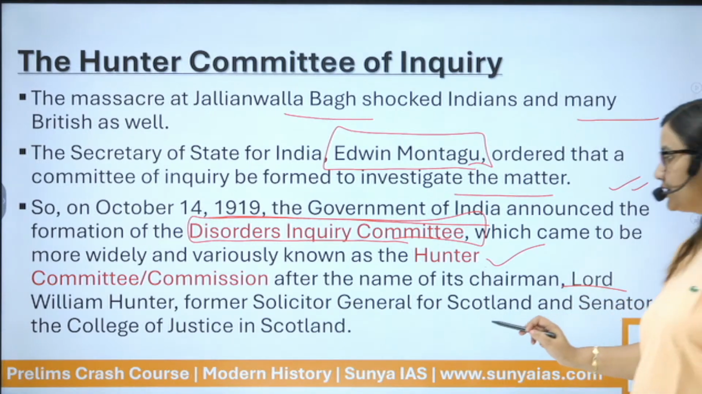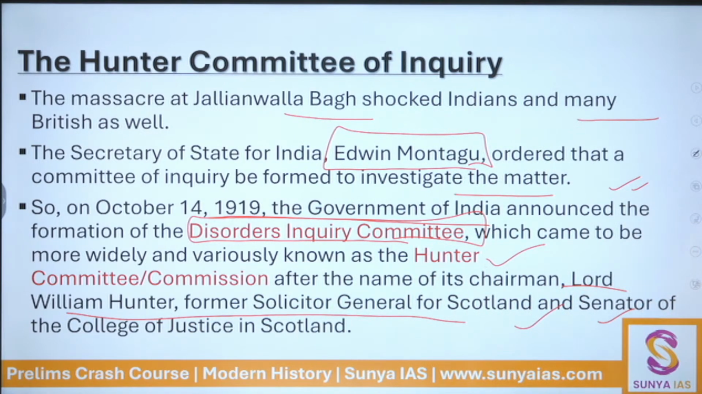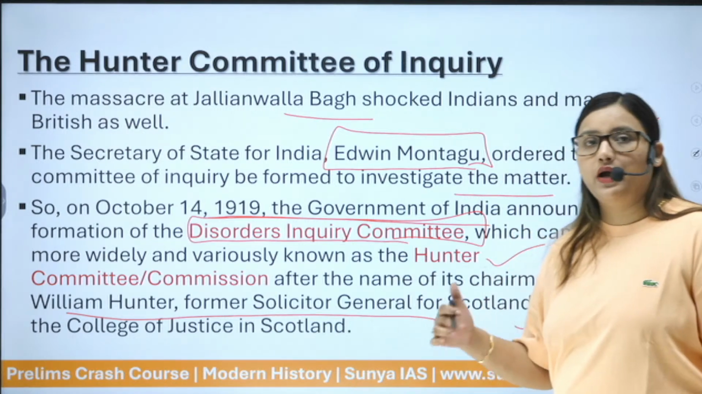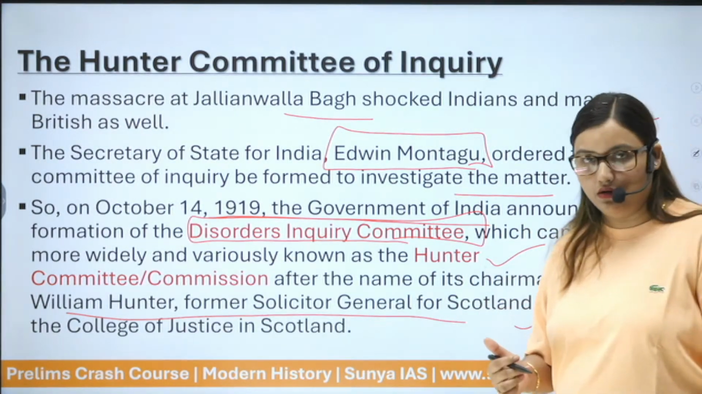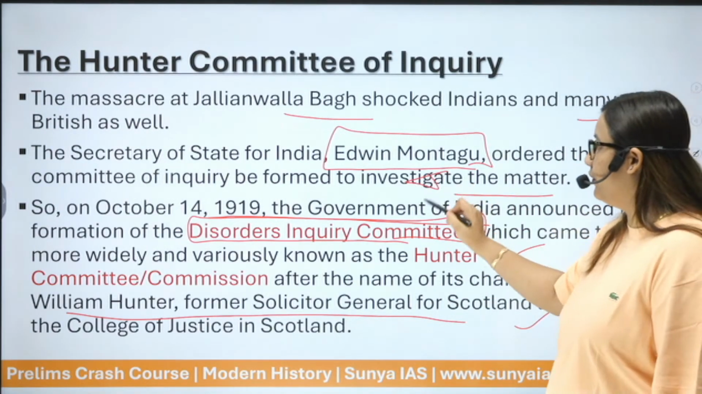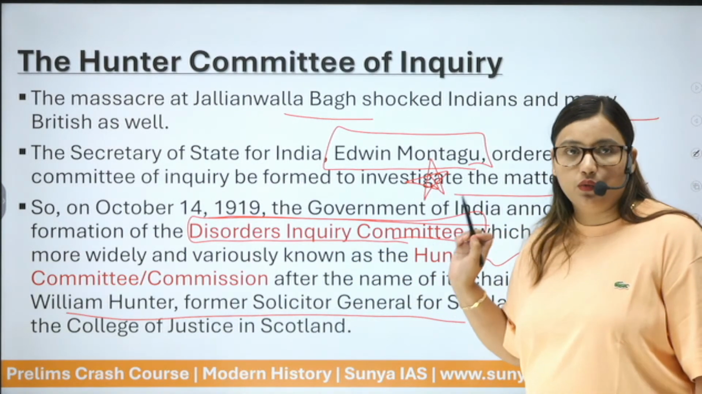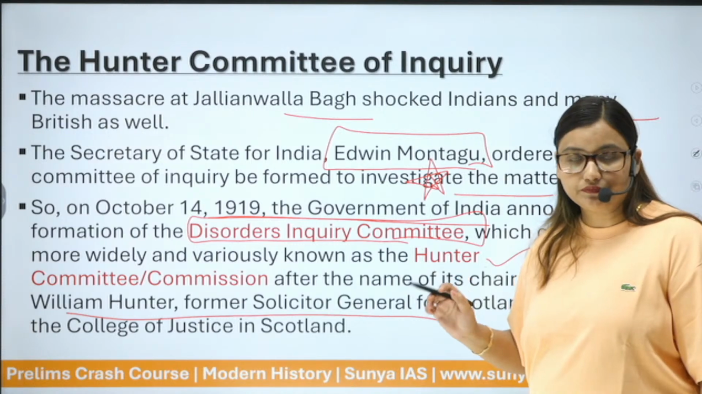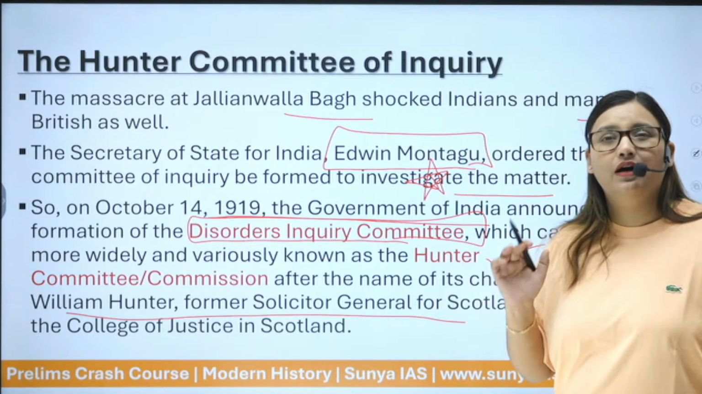He was a former Solicitor General of Scotland and Senator of the College of Justice in Scotland. So he was a very well known person. But understand why it is known as the Hunter Committee. Because of the chairman, Lord William Hunter. But for prelims, you should remember that the real name of the committee was the Disorders Inquiry Committee. Why was it made? It was there just to investigate the matter of the Jallianwala Bagh massacre.